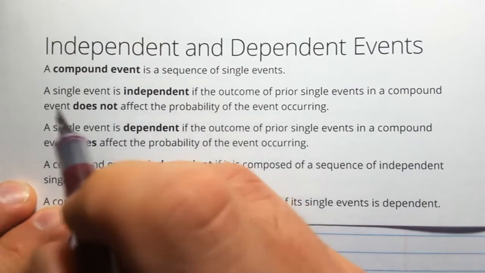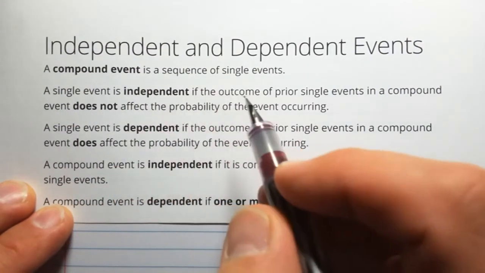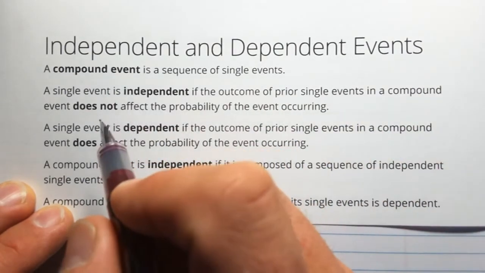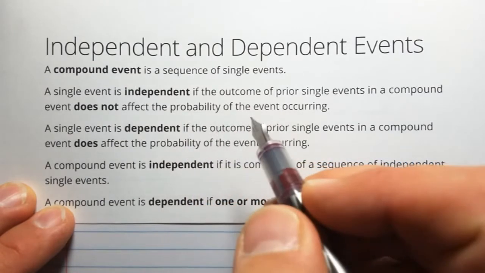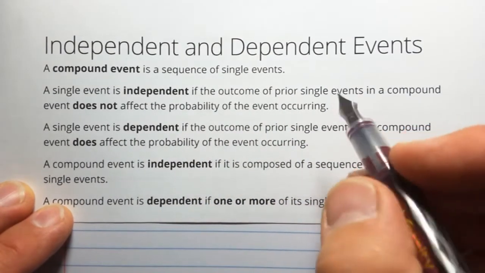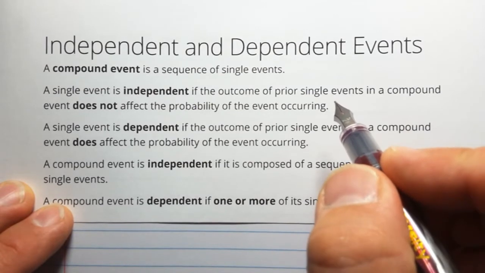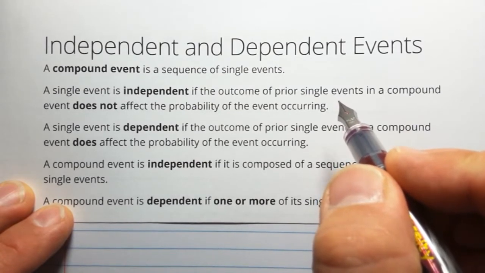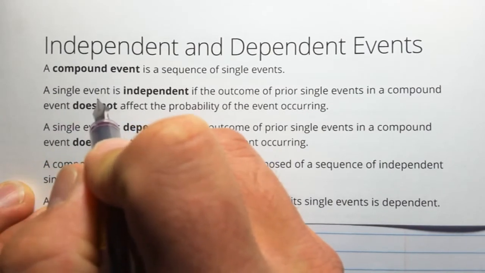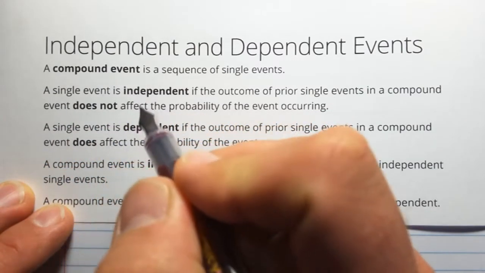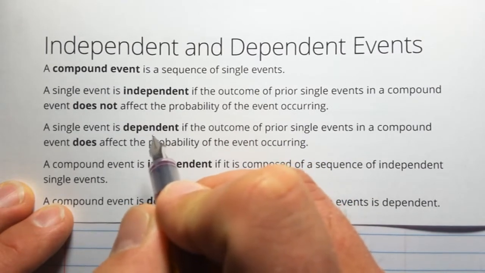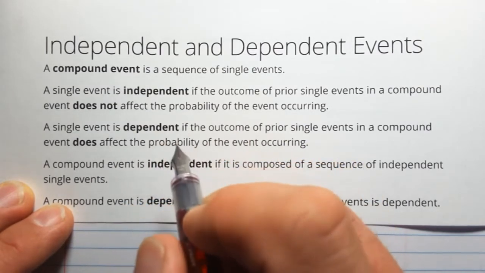A single event is independent if the outcome of prior single events in that compound event do not affect the probability of the event occurring. So let me just rephrase that. If you don't need to know exactly how a previous event happened to figure out the probability of this new event occurring, then it's independent. But if you need to know what did happen before, that's a dependent situation. I'm going to give you a couple examples in just a moment.